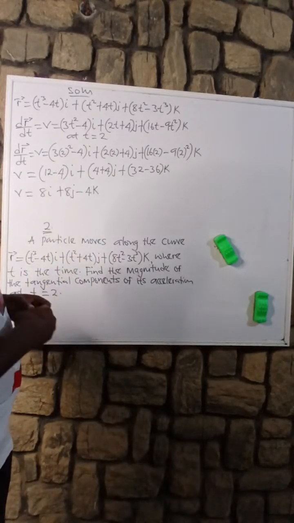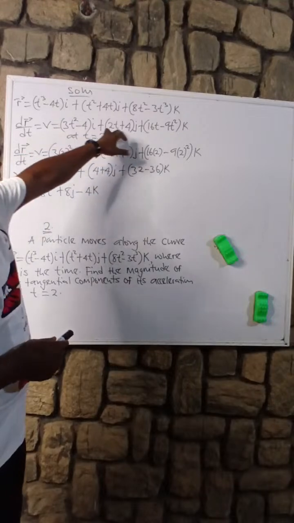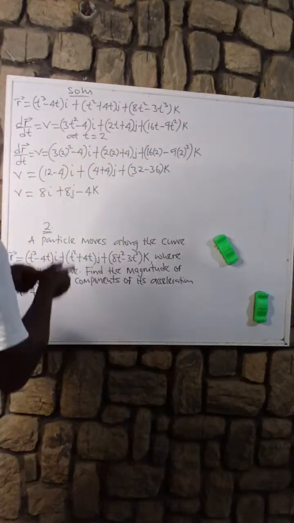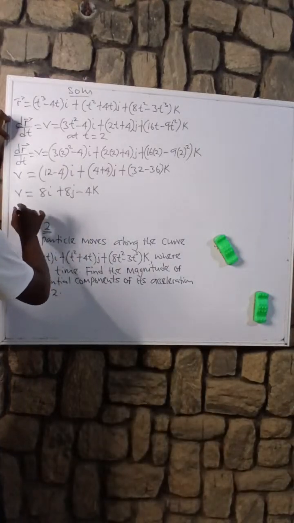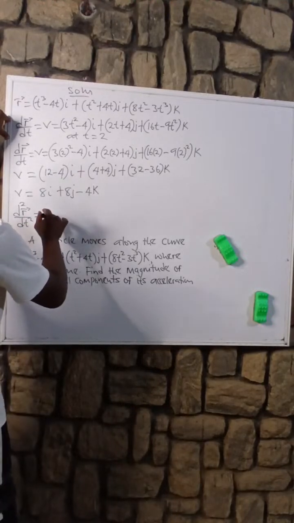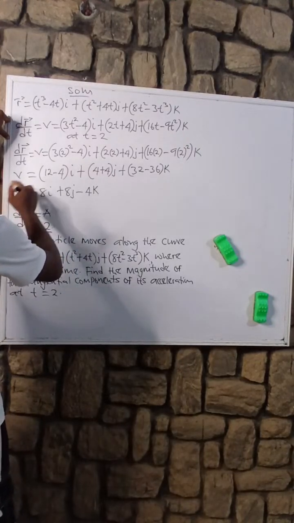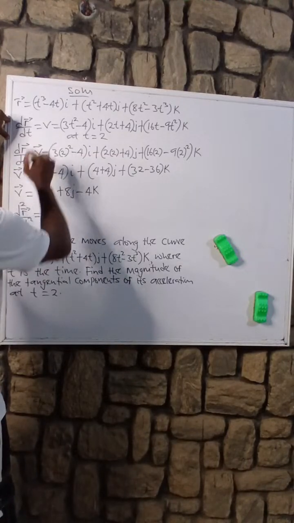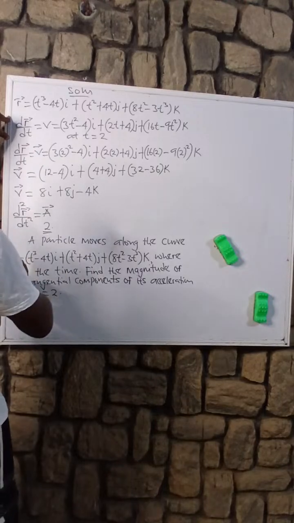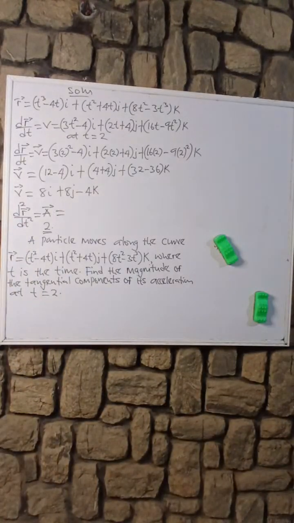Then, for us to obtain our acceleration, we are going to differentiate this again. Differentiating again, we are going to have d squared r over dt squared, which is equal to the acceleration. Since it is a vector, let's put it in vector form. Hope you are following, right?